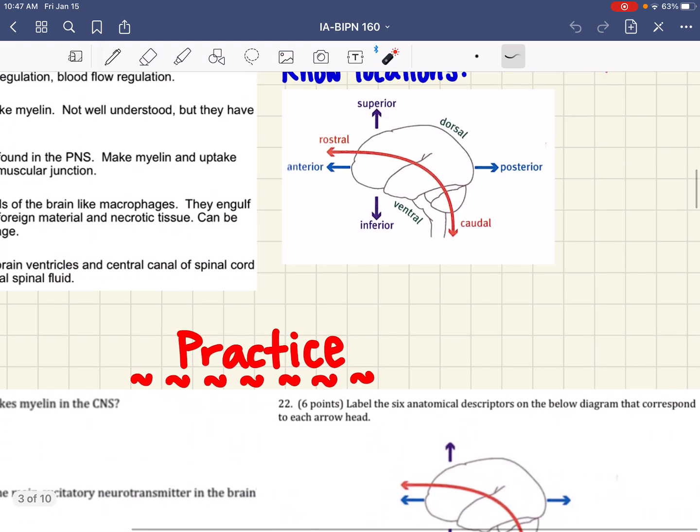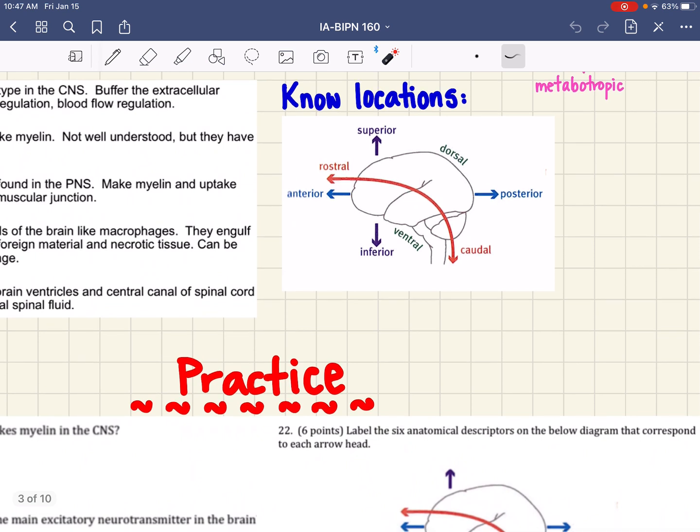Another thing that you should know for this class, and most likely other classes that you encounter, is how the brain is talked about in terms of location. So the front of the brain is anterior, the back is posterior, the top superior, the bottom inferior. Caudal means tail in, I don't know which language, maybe Latin, I don't know.